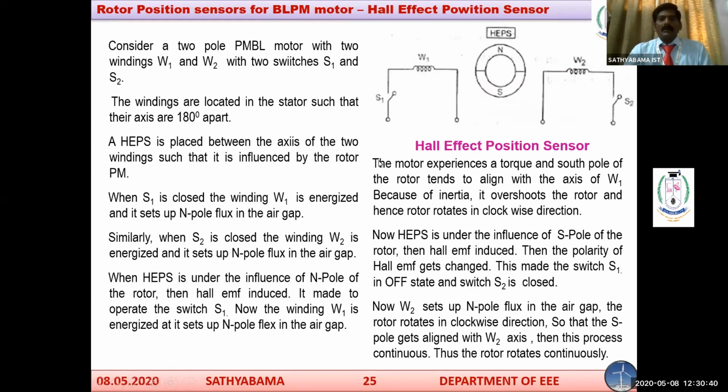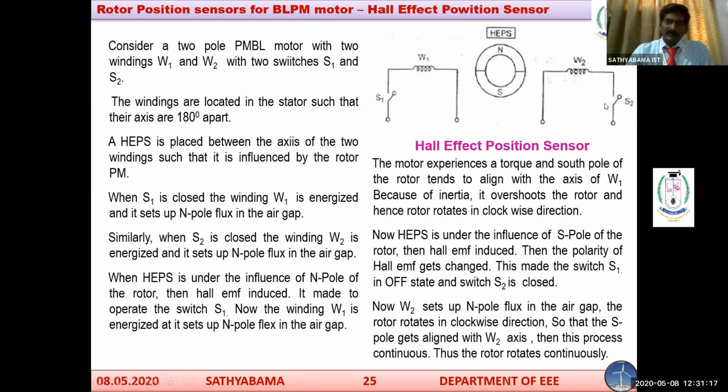Here is the Hall effect position sensor. Consider the Hall effect position sensor applied to a 2-pole machine. The stator has 2 windings, W1 and W2. These are the 2 windings, placed 180 degrees electrical apart. The windings are connected to the supply through the switches S1 and S2. When S1 is closed, winding 1 is connected to the supply, and winding 1 produces a north pole flux in the air gap.